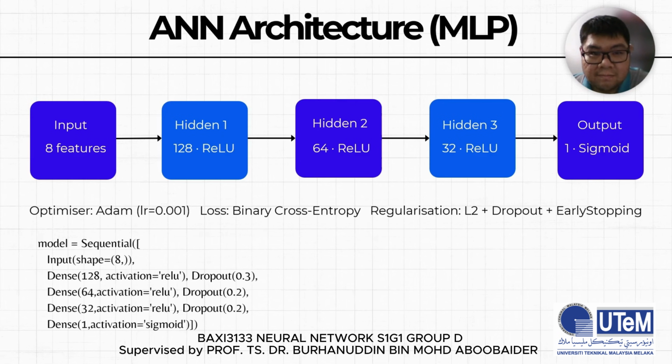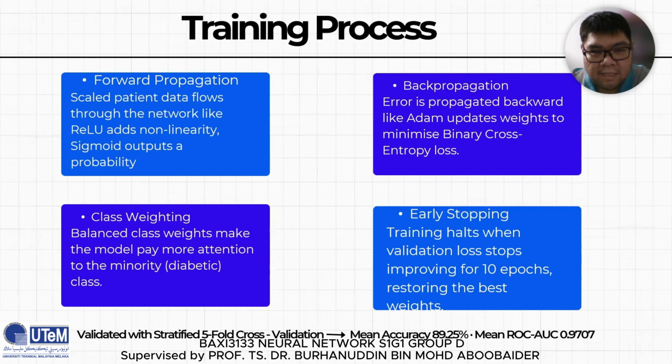So next, this is the training process. It starts with the forward propagation, where patient data flows through the network to make a prediction. Then backpropagation calculates the errors. Then the Adam optimizer updates the model weights to fix those mistakes.